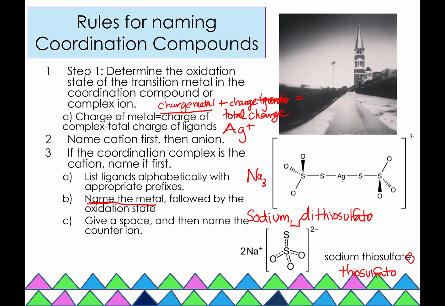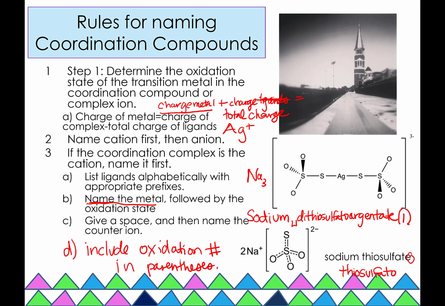Next, we name the metal. And here it's silver. In a few minutes, I'm going to show you that there are some different rules. Anytime your complex ion is an anion, the metal needs to end in ate. But silver also has a special name. Its special name is argentate. And then you want to include the oxidation number in parentheses. Okay, so that's how you would name this coordination compound.